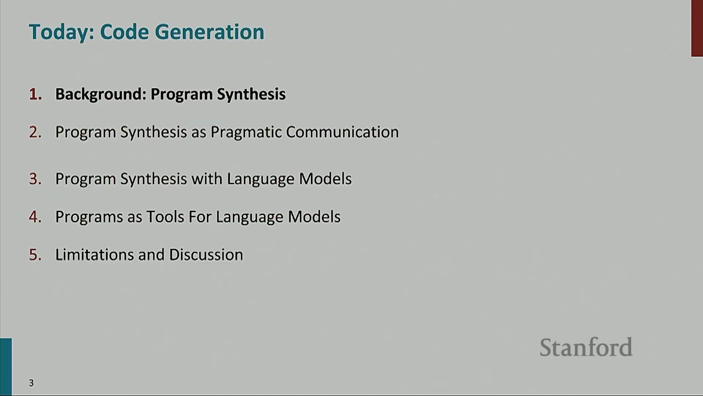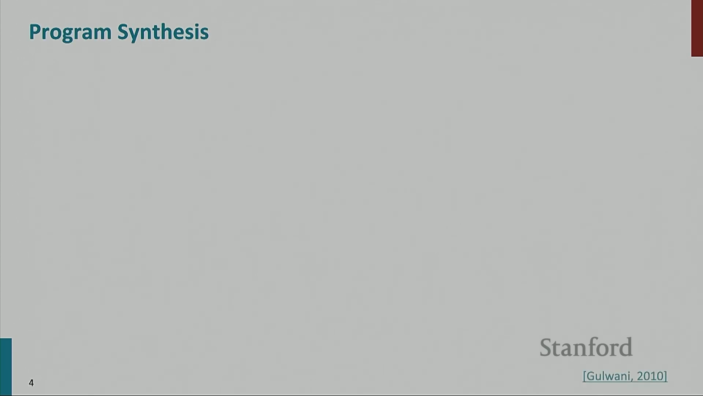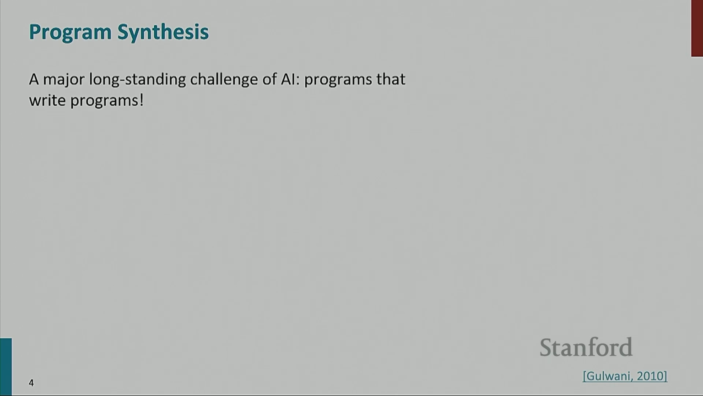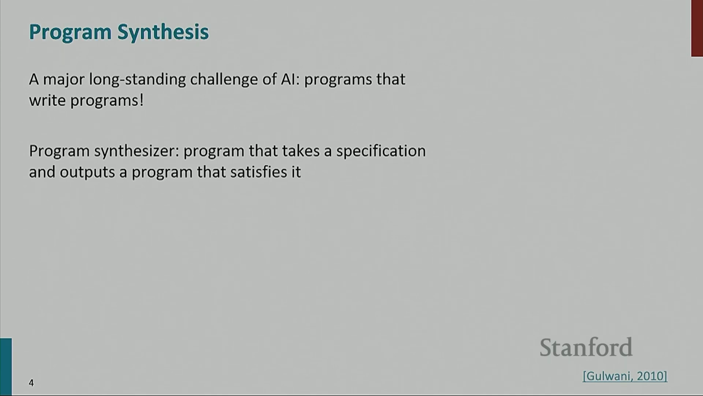All right, so let's get started. We'll be talking about a problem that in the literature is called program synthesis. And let's see what that means. Program synthesis is actually a pretty old challenge of artificial intelligence. The goal is to create programs that can take some sort of specification and write a program that satisfies that specification. So it's a program that writes a program. That's what a program synthesizer is, right? It's a program that takes your specification and is able to generate some program.